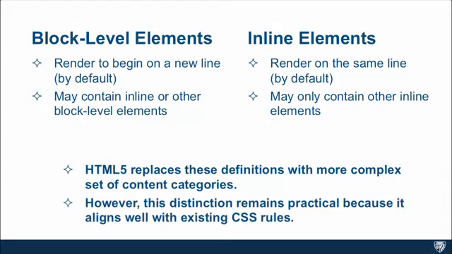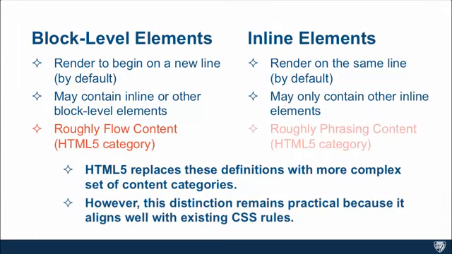So even though HTML5 came up with new content model names and new subcategories, and a new way to break them down, at the end of the day you could still look at all of these, as far as your coding is concerned, as block level elements and inline elements. Obviously it's a little bit of an oversimplification, but it works. And just to be complete, block level elements roughly translate into the new HTML5 category of flow content, and inline elements roughly translate into the HTML5 category of phrasing content.